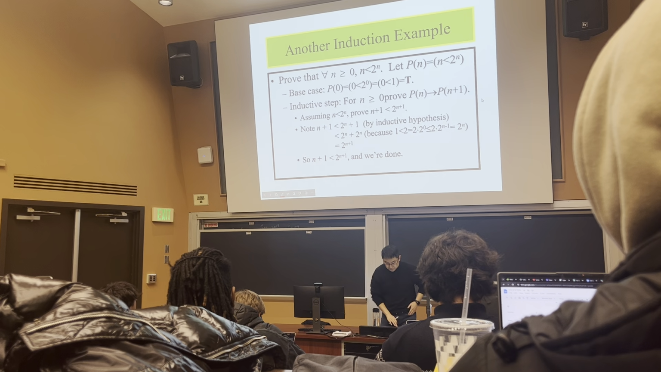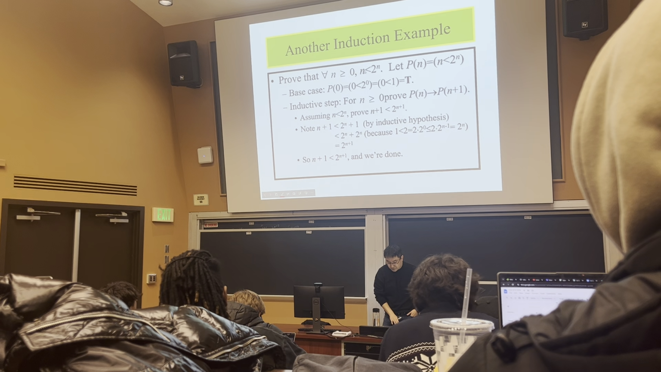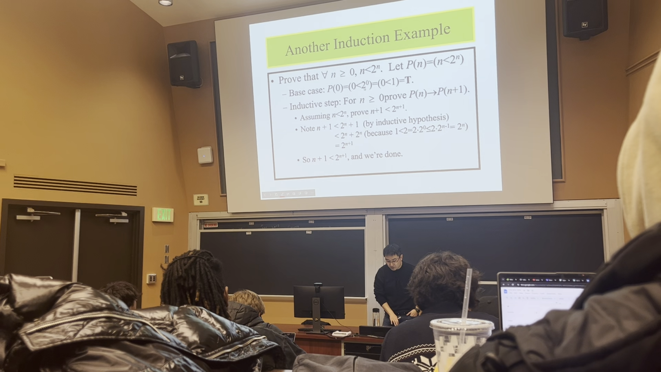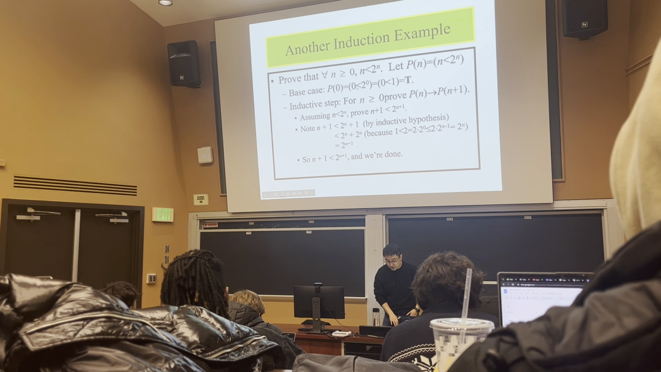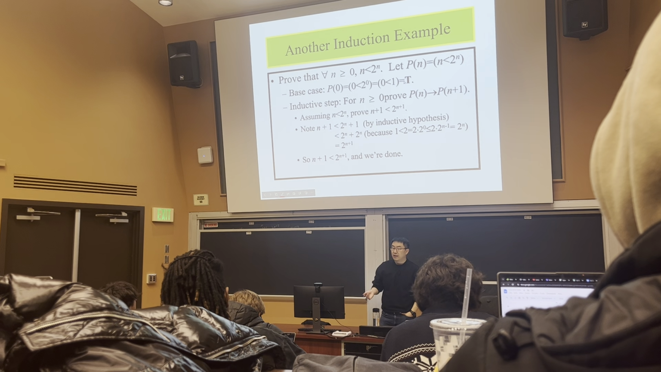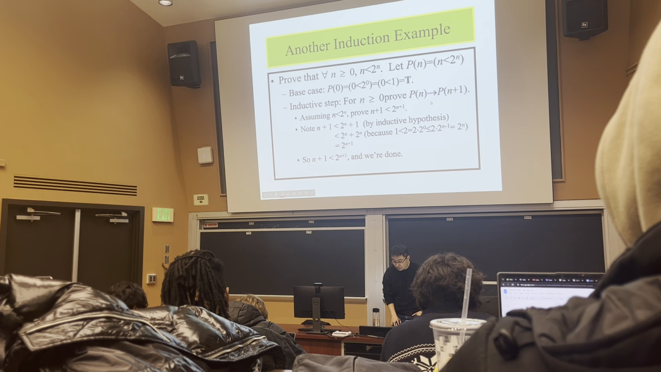For the base case, n is 0, so the left-hand side is 0, the right-hand side is 2 to the power 0, and 0 is smaller than 1, so it's true, okay? And then you want to show that assuming P of n is true, can we prove that P of n plus 1 is true? This is the inductive step.